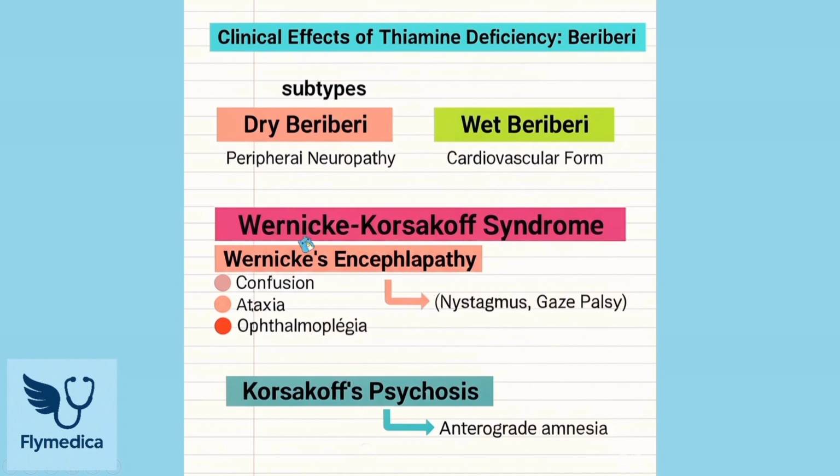And the second one we have in thiamine deficiency is Wernicke-Korsakoff syndrome. It is divided into Wernicke's encephalopathy, which is for the acute phase, and we have the Korsakoff psychosis, which is for the chronic phase. Wernicke's encephalopathy is known by the triad of symptoms. Here we have confusion, ataxia, and ophthalmoplegia. And ophthalmoplegia is going to be associated with nystagmus and gaze palsy. And for Korsakoff psychosis, we are going to have anterograde amnesia.